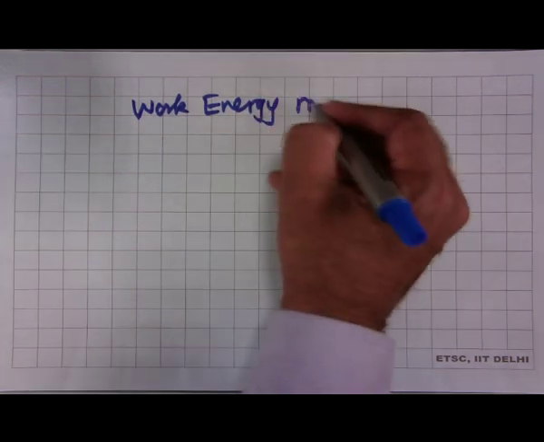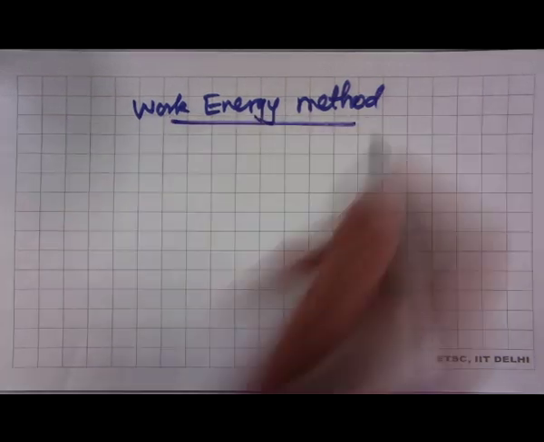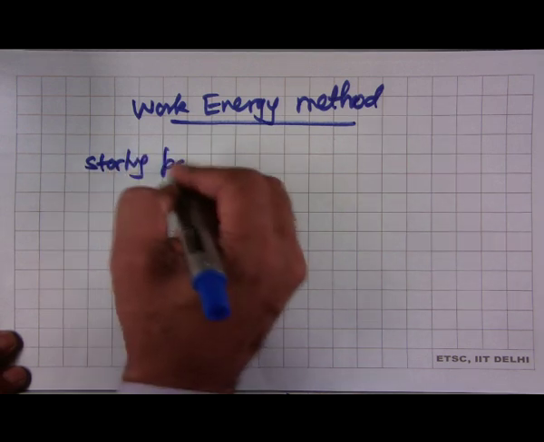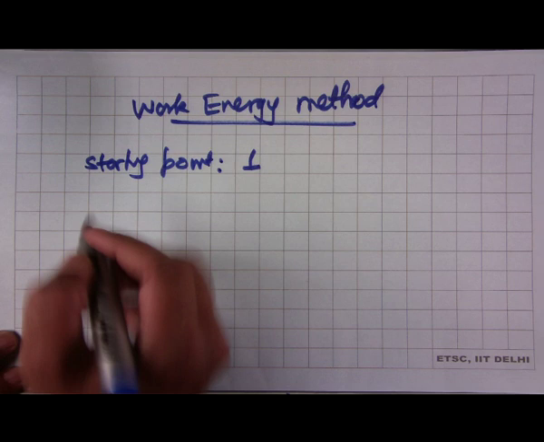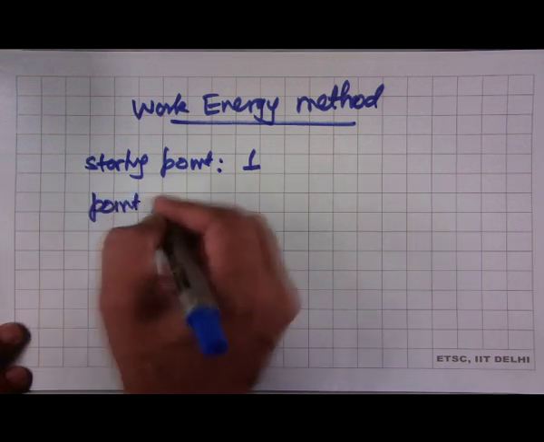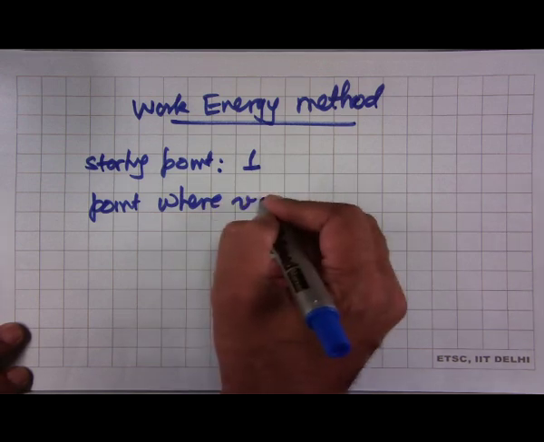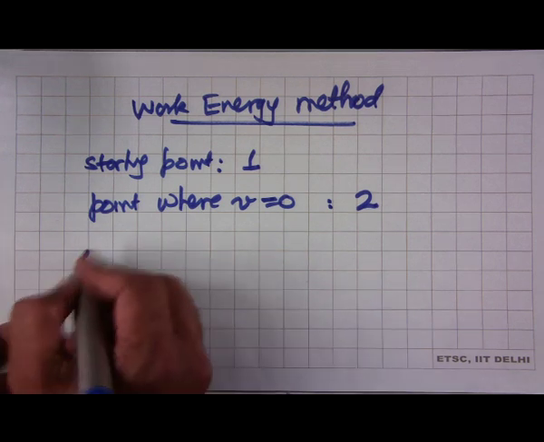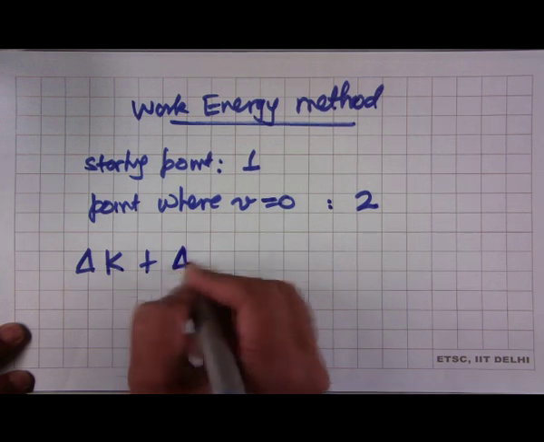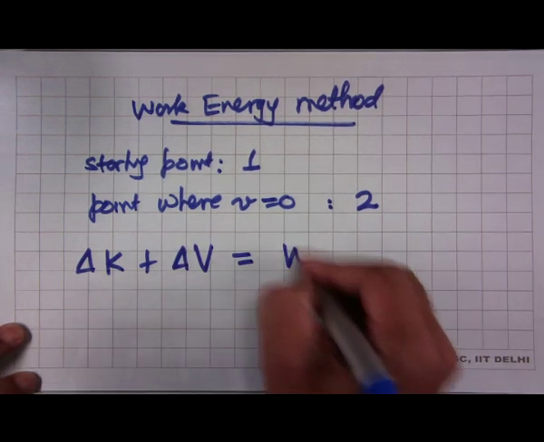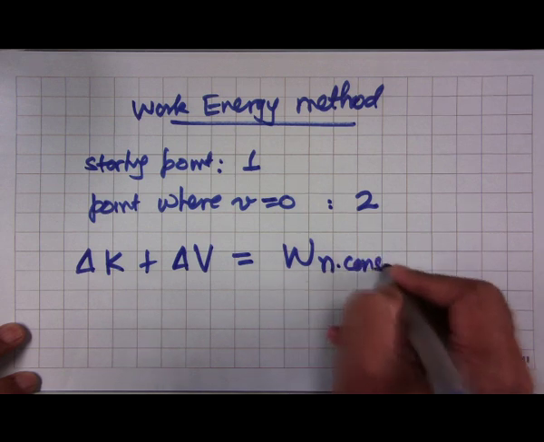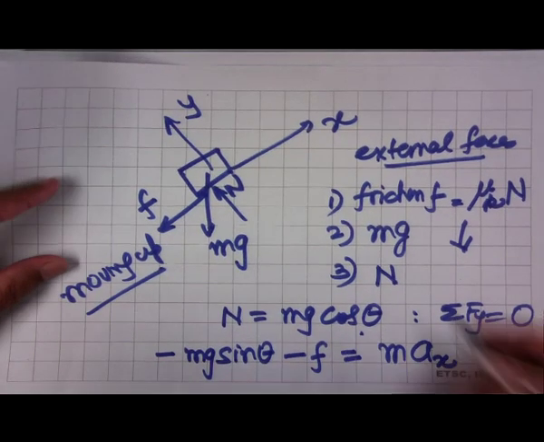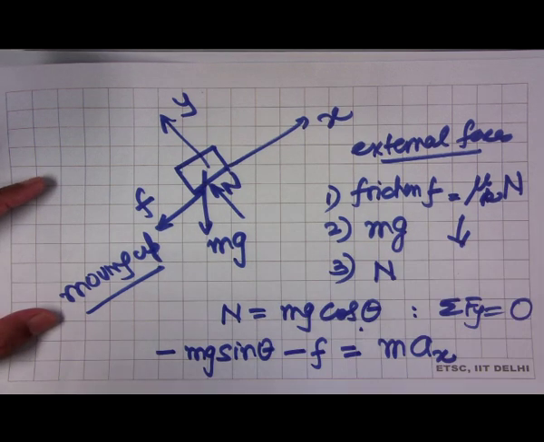And when we use the work energy method, let us call the starting point 1 and the point where the block stops, we call this point the final position. So, now the work energy method tells us delta K plus delta V is equal to the work done by non-conservative forces. Let us start to see when we look at our external forces, this is why you need to draw the free body diagram.